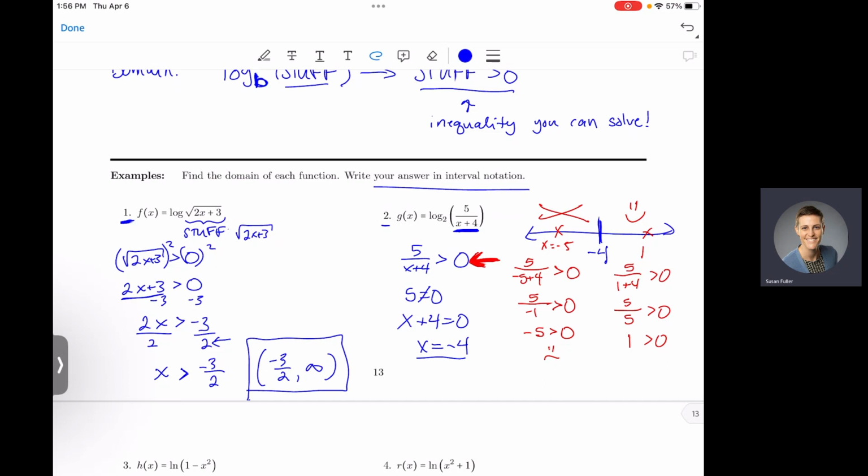So everything bigger than -4 works. So I'm going to have -4 to infinity. We never include infinity. And -4 came from the bottom of my rational, so I definitely can't include it. But I don't have an equal sign in my inequality anyway, so we wouldn't include it anyway. So -4 to infinity, not including -4.